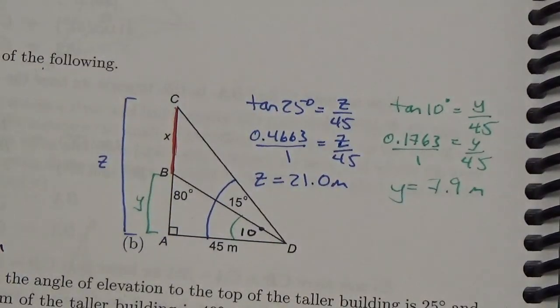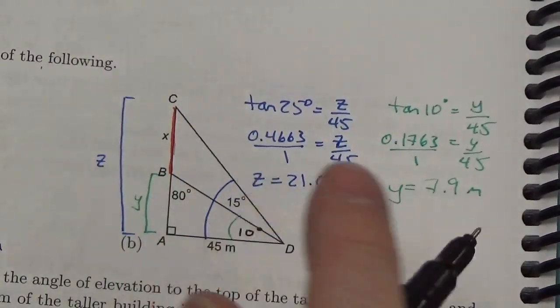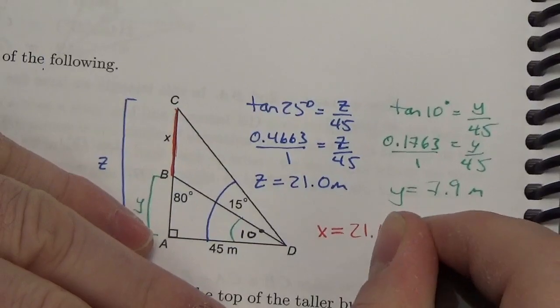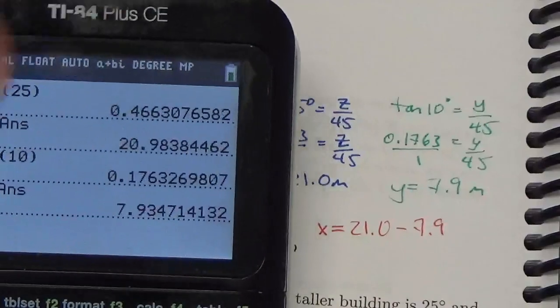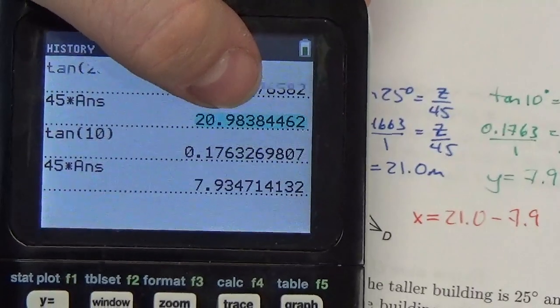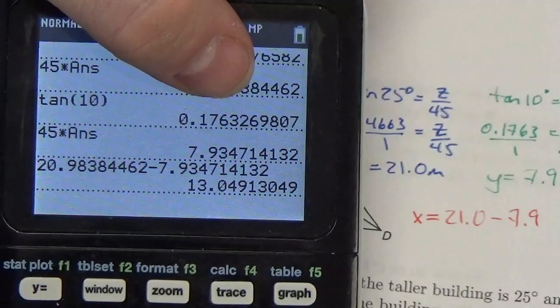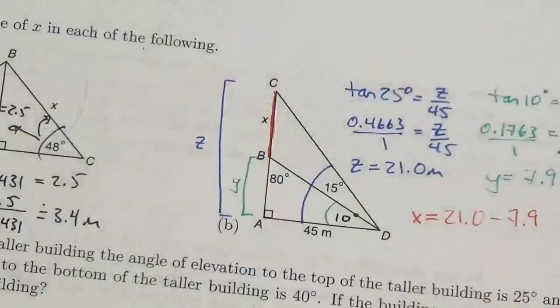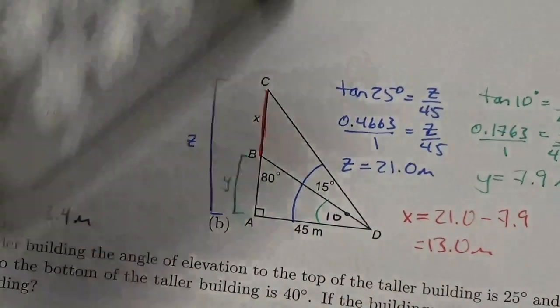meters. Okay, now, to finish this question off here, all I really have to do is find the difference between those two. So my x here is ultimately going to be 21.0 minus 7.9. Now I'm going to go up here to my calculator though, because I've got those numbers in here. I'm going to arrow up, grab that number, and then subtract that number, and I get 13.0. Okay. 13.0 meters.